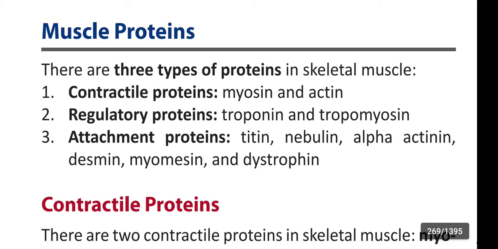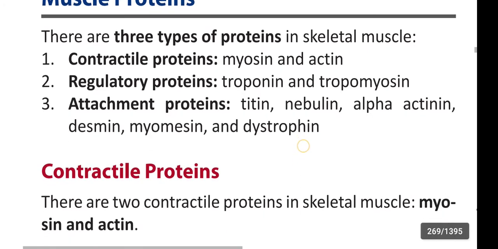In this video we are going to learn about the muscle proteins. There are three types of proteins in skeletal muscle: contractile proteins, regulatory proteins, attachment proteins. First, contractile proteins: myosin and actin. Regulatory proteins are troponin and tropomyosin. Attachment proteins are titin, nebulin, alpha-actinin, desmin, myomesin and dystrophin.